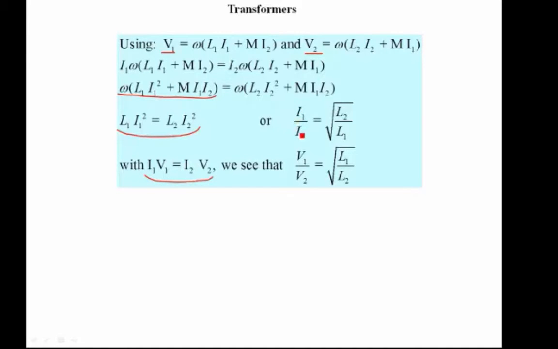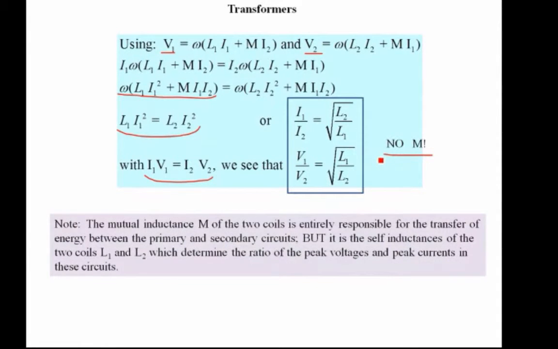We can do the same thing for the voltage, so using this equation here and the ratio of I1 to I2, we'll get the ratio of V1 to V2 is equal to the flip of the current. So this will be the square root of L1 over L2. Notice that these two equations have no M dependence. It only depends on the self-inductance. So the mutual inductance M of the two coils, which is entirely responsible for the transfer of energy between the primary and secondary circuits. Okay, let me repeat.